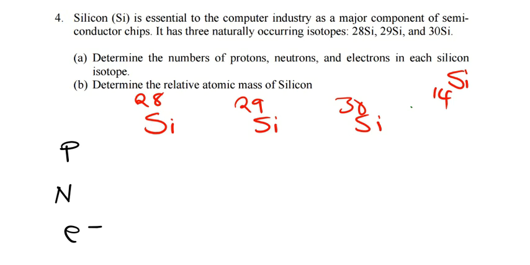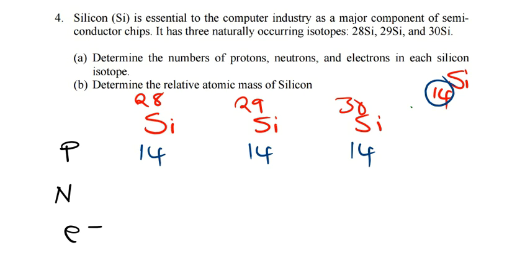Yeah, so silicon is 14. Okay, so the proton number is the same. I gave you a definition, so the number of protons are going to be the same. And then for neutrons is now where you find the difference between the protons and the mass number.